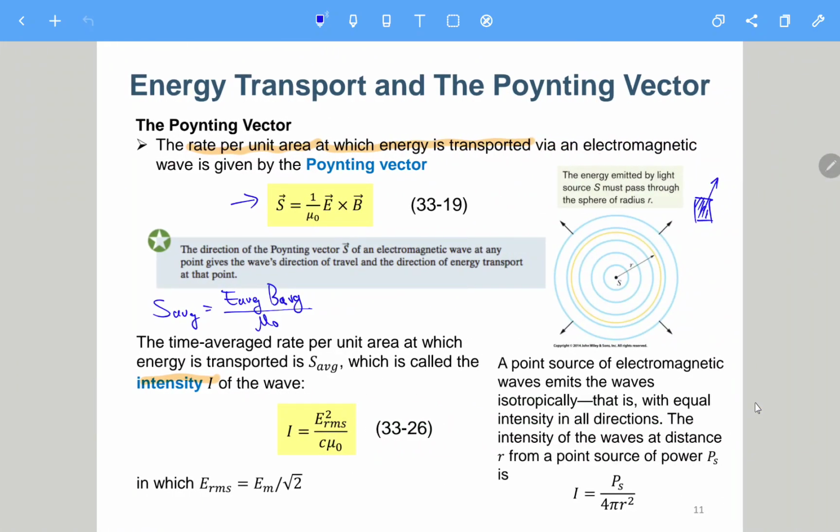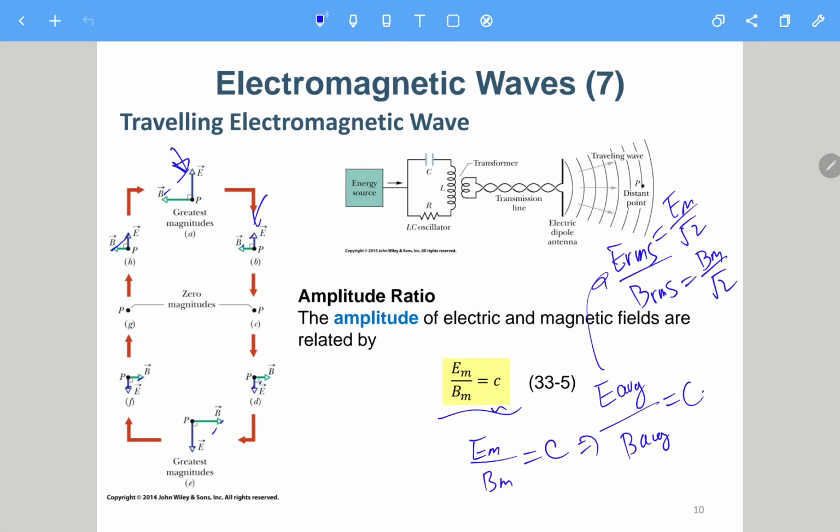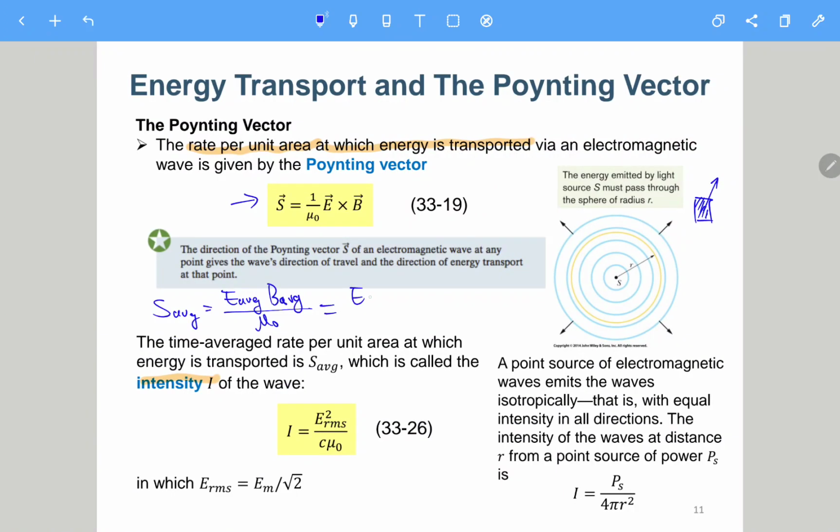Which means that we have B average equals E average over c. So we can plug this one into here. So we have E average squared over mu naught c, which is this one, or we can use E_rms here. I don't know why it uses average for the S. But actually I think they refer to the same thing. So this is the intensity of the EM wave. Yeah, it also mentioned that here.